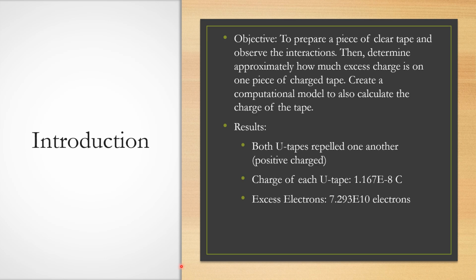So overall, the results of this lab were both U-tapes repelled one another, and the U-tape was positively charged. The charge of each U-tape was determined to be this value, and the amount of excess electrons on one piece of charged tape was determined to be this amount.